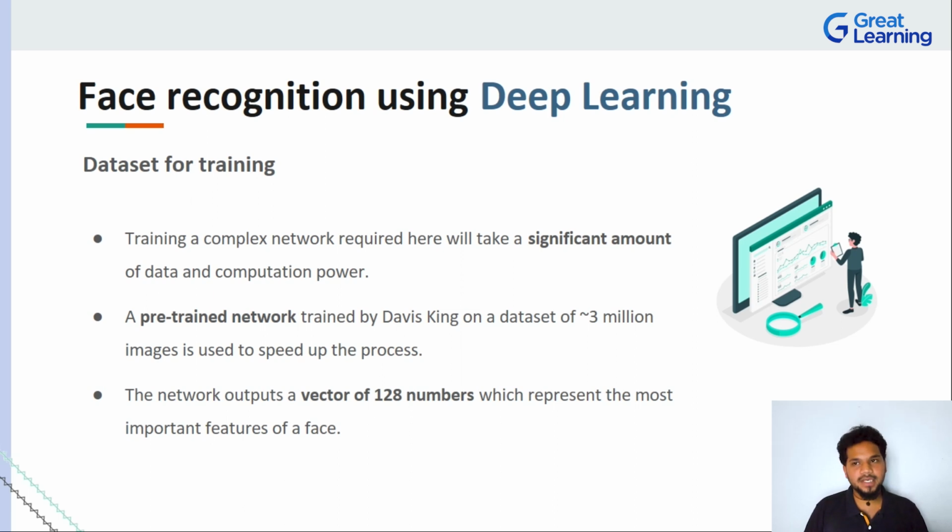But then you might have a question saying, okay, even if I showcase images to my neural network, how will it understand images? It will understand images as numbers, as mathematics, as vectors, right? The output of the neural network is basically a vector that consists of usually somewhere around 128 numbers. And each of these numbers will represent an important feature of the face.